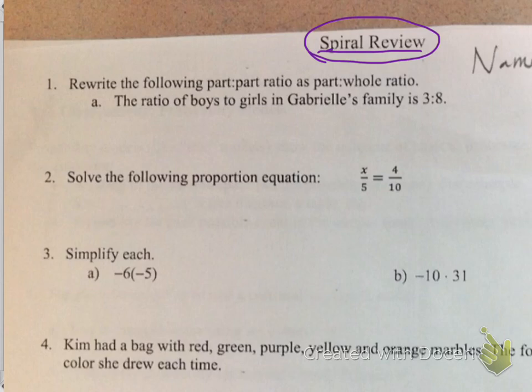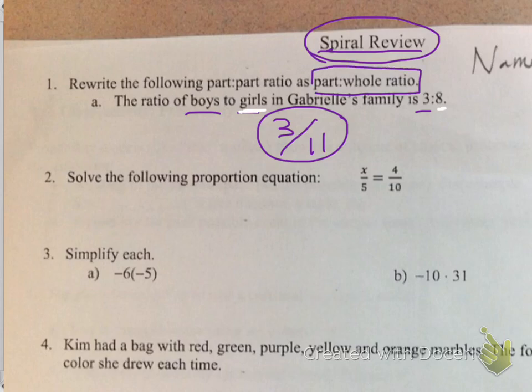Rewrite the following part-to-part ratio as a part to whole. So boys to girls. So 8 girls for every 3 boys. That would be 3 out of 11 if we're doing part to whole, because there's 3 plus 8, 11 people. So there's 3 boys out of 11 total people. 3 out of 11. Okay?